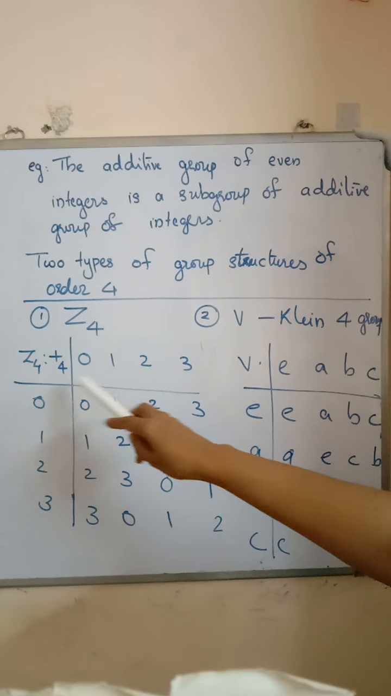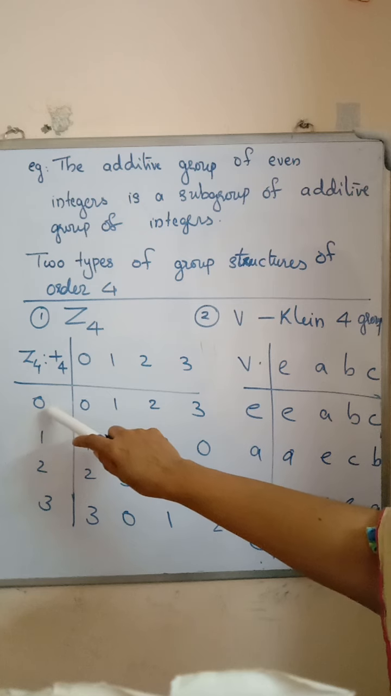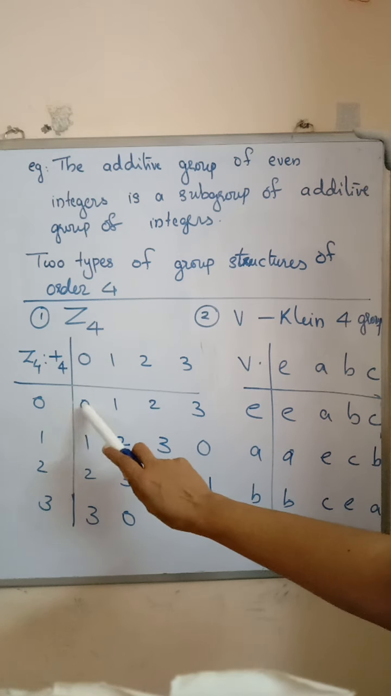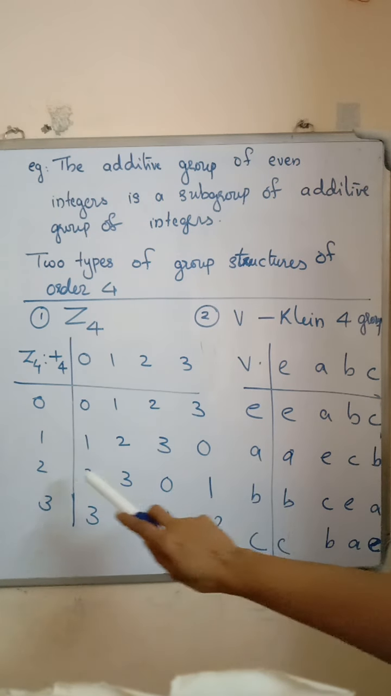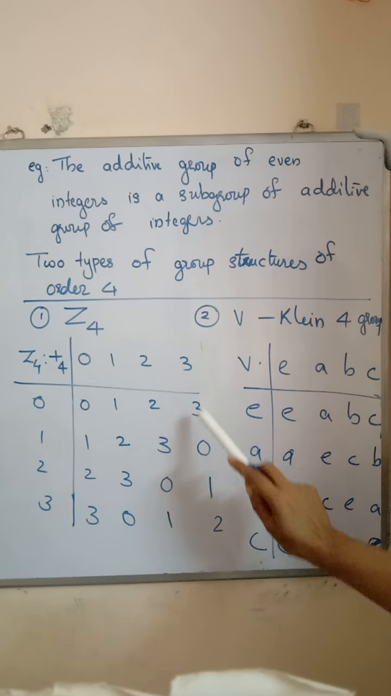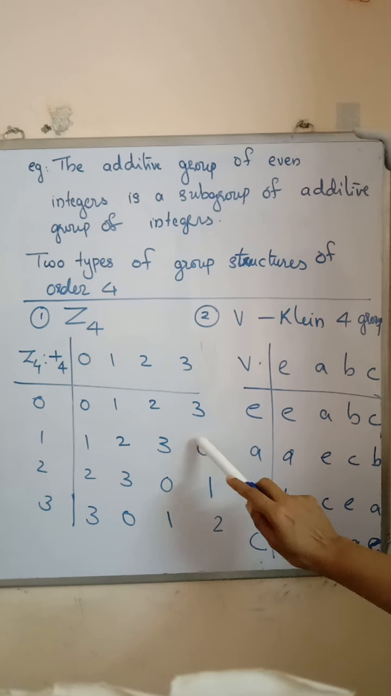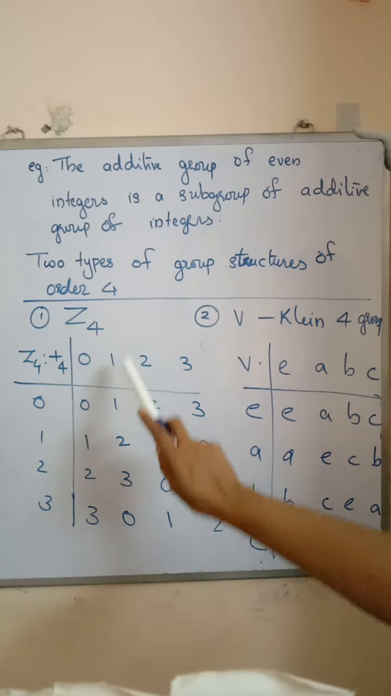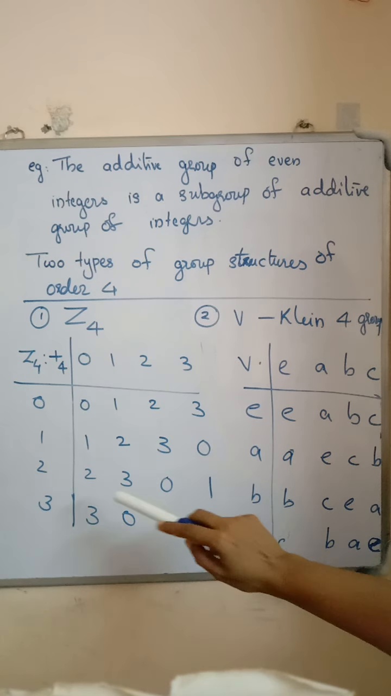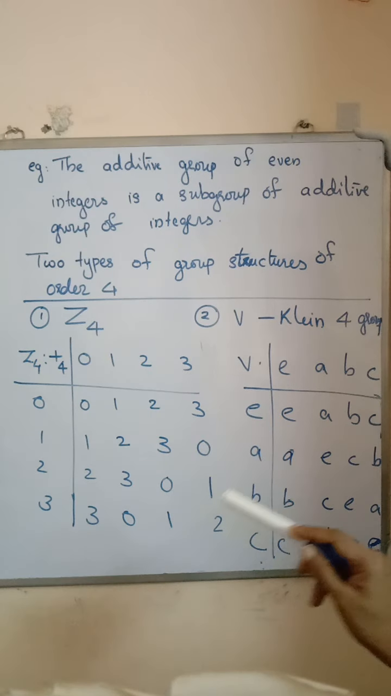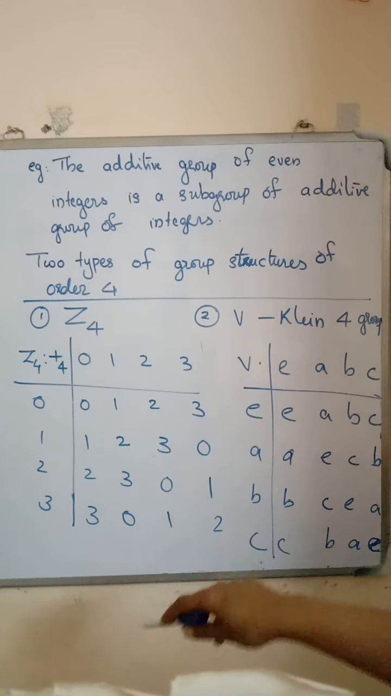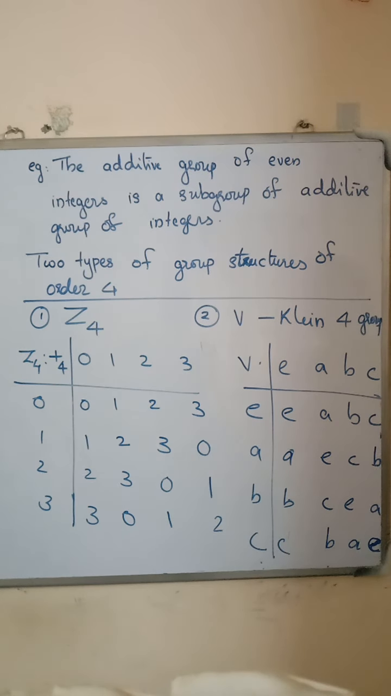We make the group structure like this. Here the operation is addition modulo 4. So 0 plus 0 is 0, 0 plus 3 is 3, 1 plus 0 is 1, 1 plus 3 is 4. What is 4 modulo 4? It is 0. So we get 0. Here also 2 plus 1 is 3, 2 plus 2 is 4, and 4 addition modulo 4 is 0. Here 2 plus 3 is 5. 5 is congruent to 1 modulo 4. So here we get 1. Like this we fill the table.